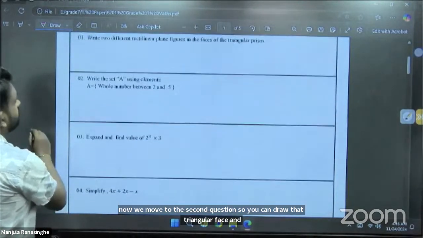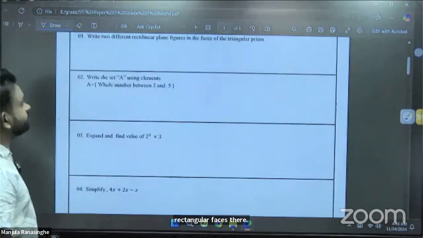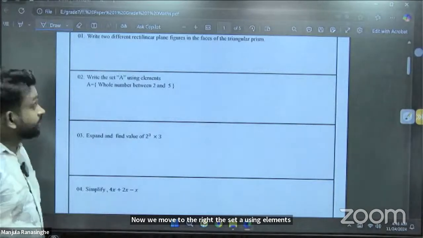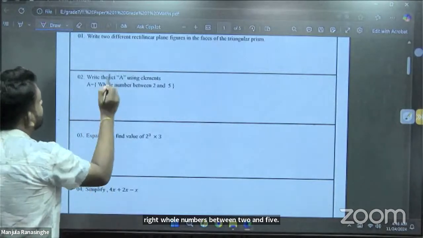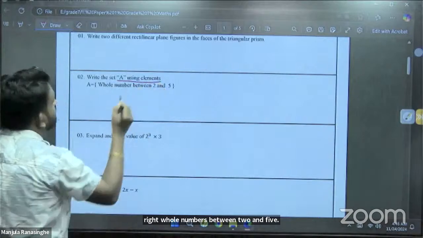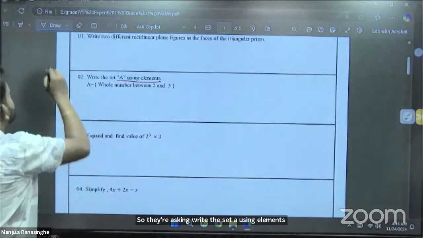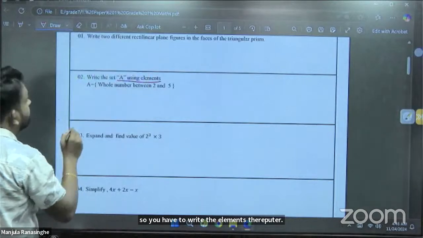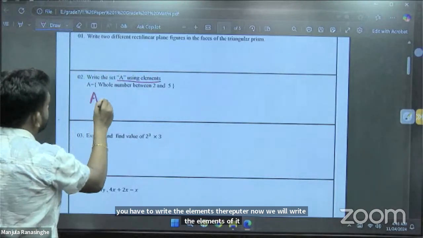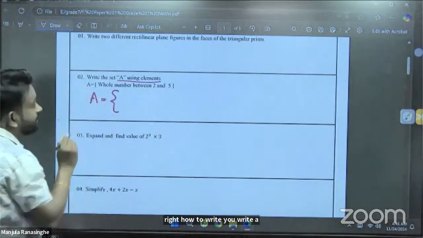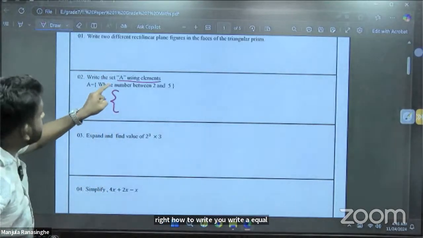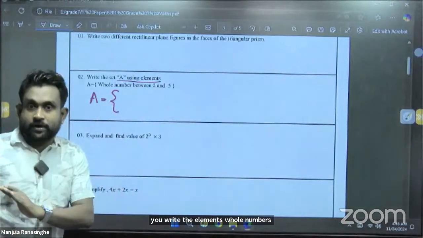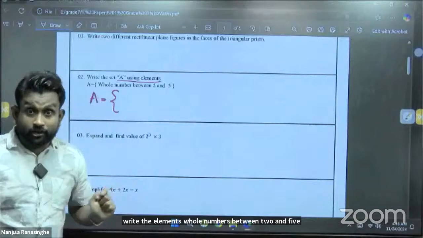Now we move to the question: write the set A using elements. Write whole numbers between 2 and 5. So they're asking to write the set A using elements. You have to write the elements there. How to write? You write A equals, and within the curly brackets, you write the elements. Whole numbers between 2 and 5. So the both ends will not be taken.